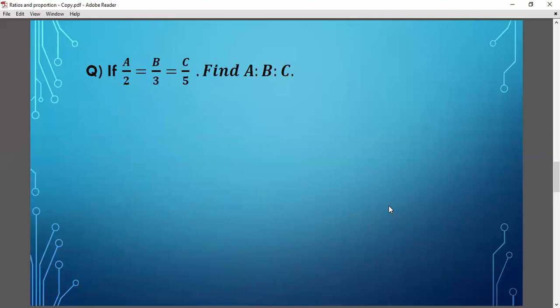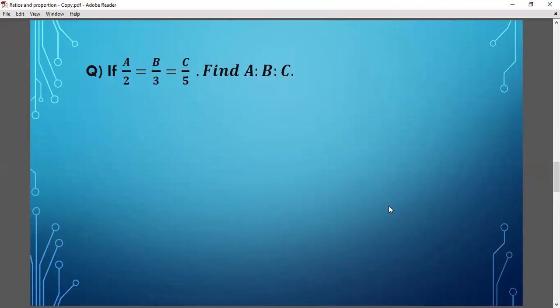Now one question is given as A over 2 equals B over 3 equals C over 5. And now from this relation, we need to find the combined ratio of A is to B is to C. So for this particular question, I have seen many times that students try to take the first two ratios together and the last two ratios together, and then they try to equate these things and then try to find the value of A is to B is to C. So let me give you an easier way to solve this.